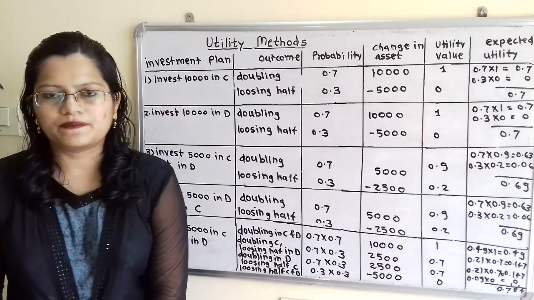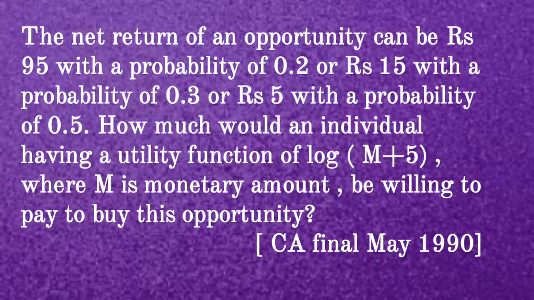We will read the question, which is based on the third method, the logarithmic utility equation. The net return of an opportunity can be rupees 95 with a probability of 0.2, or rupees 15 with a probability of 0.3, or rupees 5 with probability of 0.5. How much would an individual having a utility function of log m plus 5, where m is monetary amount, be willing to pay to buy this opportunity? This question was asked in CA Final May 1990.